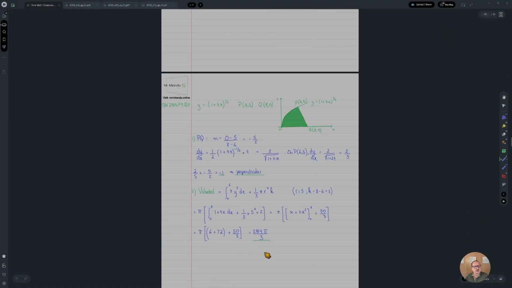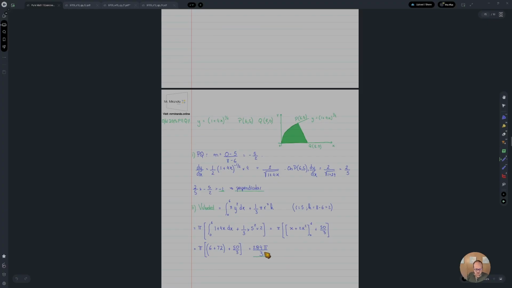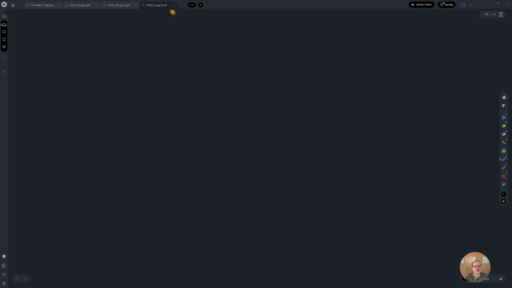Then the last question. Wait, I just realized I said something that wasn't entirely true a little while ago. 50/3 is not the volume of the cone. It's 50 pi over 3, okay? Now that I have this straight, we can go to the last question.